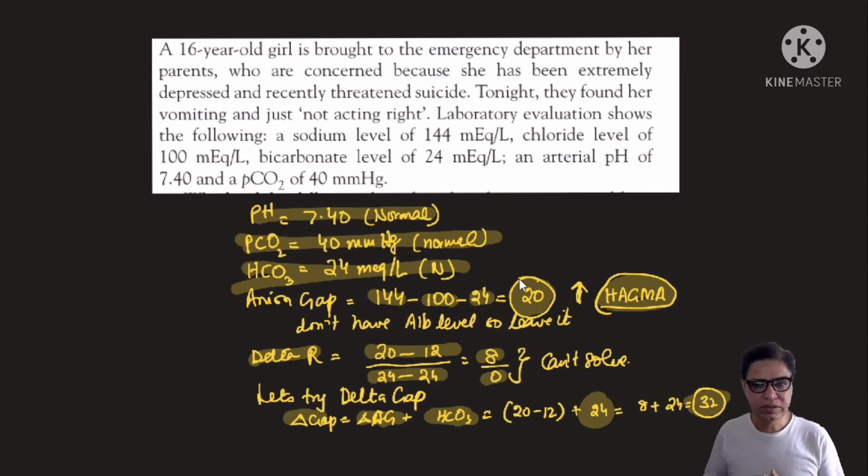So it simply means that there is another process going on at the same time. There is a metabolic alkalosis going on at the same time. So this metabolic acidosis and metabolic alkalosis are basically cancelling out as far as the pH, the bicarbonate and the PCO2 are concerned. But both processes are causing damage to the body.